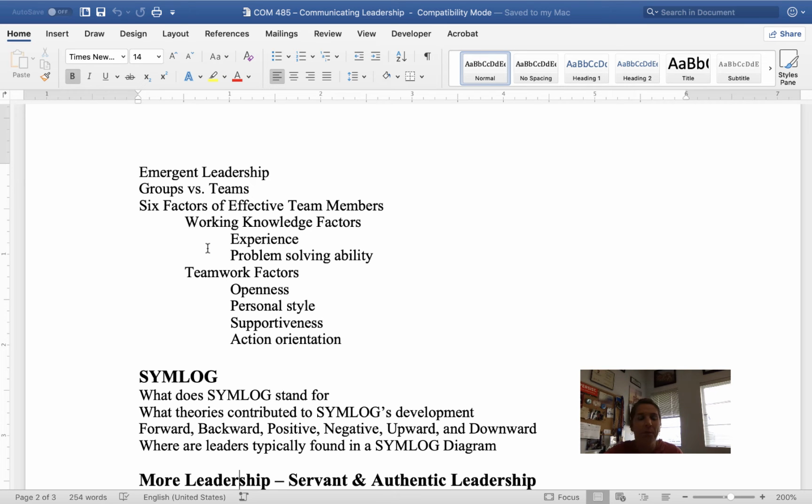Okay. There are 6 factors of effective team members. This is not in your text. This is according to Larson and LaFasto, who are some of the utmost researchers. In small groups, they observed literally 10,000 different small groups or teams and said this is what they're looking for. So do know what those factors are.